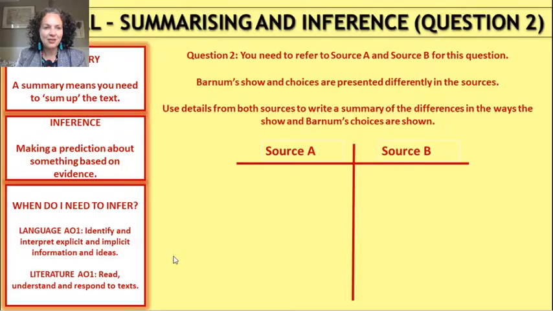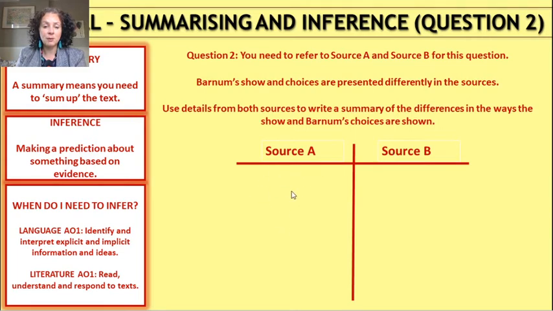Okay, that's quite an intense, opinionated article, which of course is what this is all about, this exam. So if we're looking at the choices that were made there by that writer, we need to draw up a table. So do that, pause the video, do that now in your books. Source A on one side, source B on the other, and then we're going to make a summary of the differences in the ways the show's choices are made.